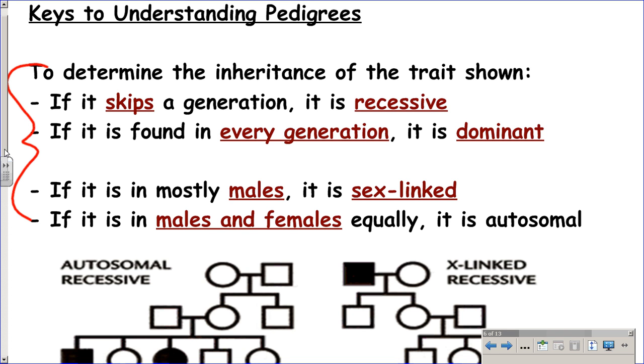Will the pedigree be on the test? Yes. I'm not on the quiz tomorrow. Because we're not on the test yet.